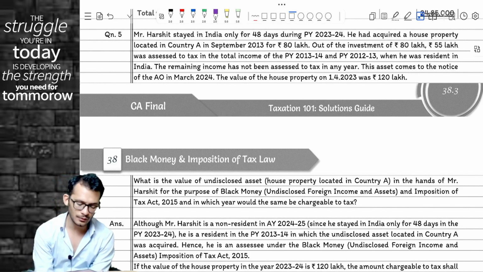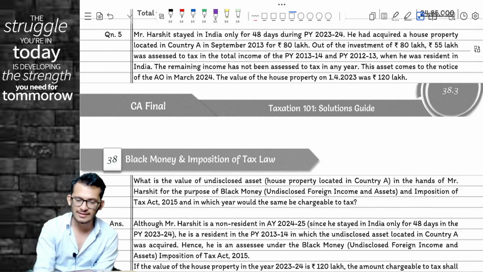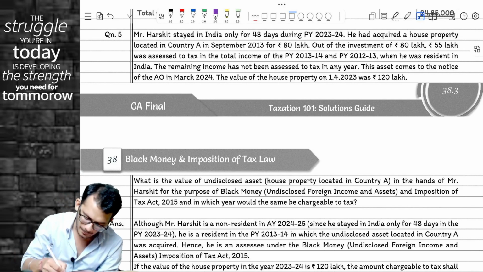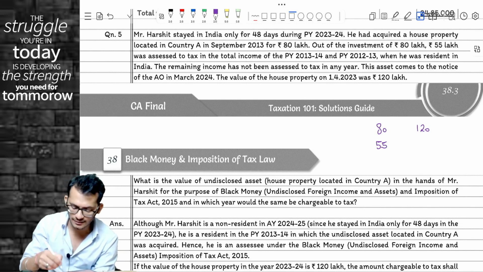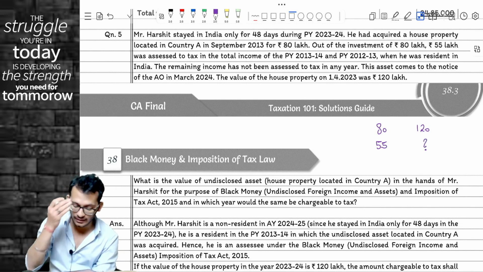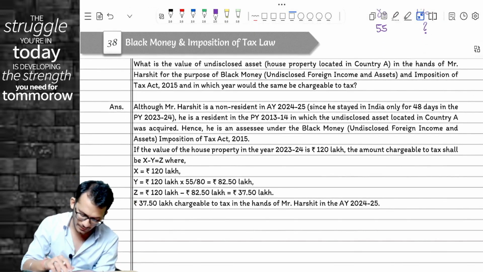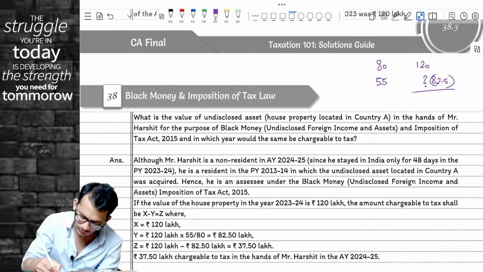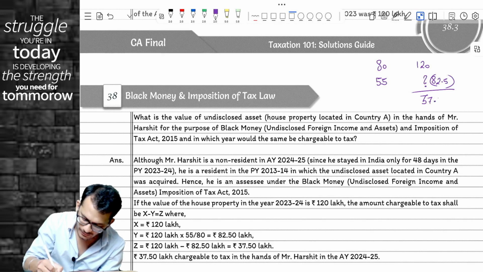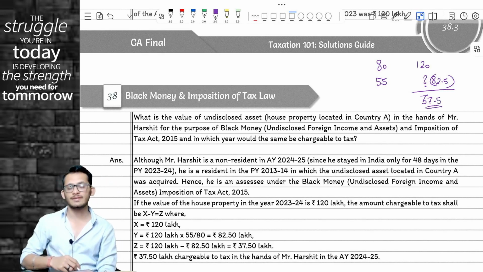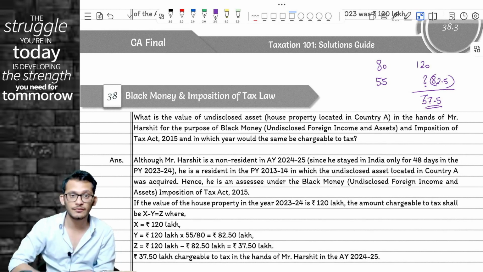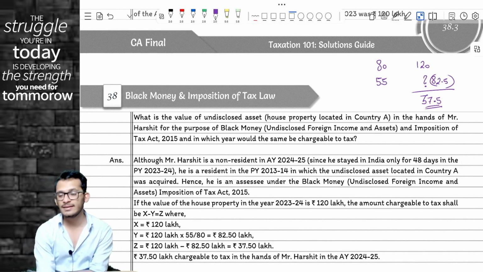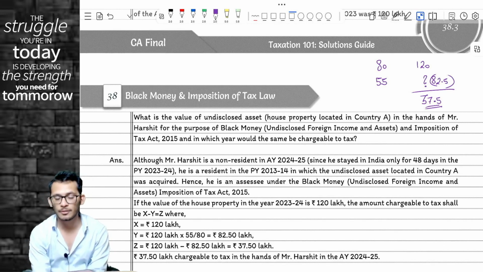The asset came to the notice of the AO in March 2024 when the property value was 120 lakhs. Same numbers we did. Earlier when it was 80 lakhs, today it became 120 lakhs. Out of the 80 lakhs, 55 lakhs got taxed, which means how much will not get taxed? You'll have to cross multiply. The number will come as 82.5. You'll remove 82.5, which means the taxable amount will become 37.5 lakhs. So 37.5 lakhs is what you're going to tax in the hands of Harshit for the current year. Like I told you, those three things are most important from an exam perspective. So please read those three things properly.